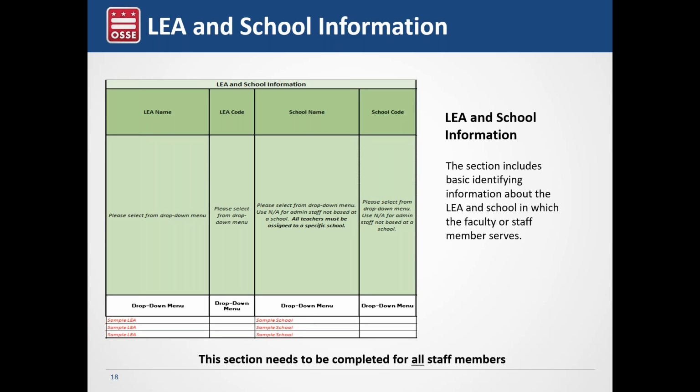The only caveat there is that if you are listing someone in their federal role as a teacher, they have to be assigned to a school. And so even if they work at multiple schools, that's where you would put them on multiple rows. But if you have a teacher and maybe they're working as a support staff at your LEA office, and so they're working with all of your schools more as an instructional coach or something like that, then they would be an LEA admin support. They would not be a teacher. So be aware that if you list someone as a teacher, they have to be assigned to a school.